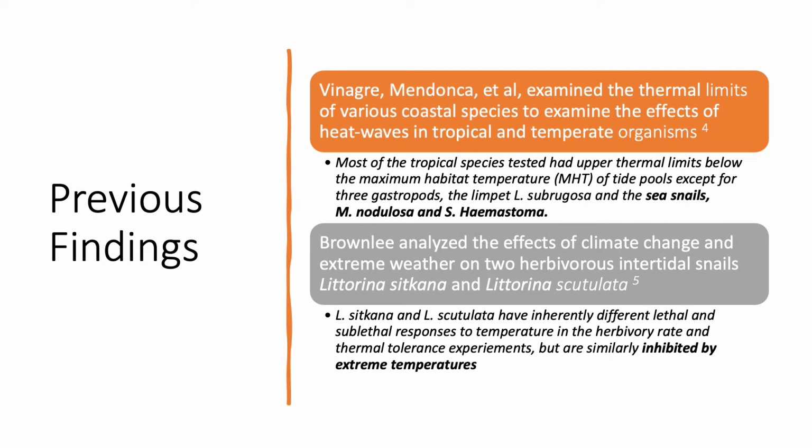Before we begin, it is important to mention previous research performed that provides us with insight into the topic. Vinagre, Mendonca et al. examined the thermal limits of coastal species and found that most of the tropical species had upper limits below the maximum temperature of the habitat, except for 3 gastropods, including 2 species of sea snails. Another paper by Graham, Robert, Paul, Brown, Lee suggests that 2 types of sea snails have inherently different lethal and sublethal responses to temperature, but are similarly inhibited by extreme temperatures.